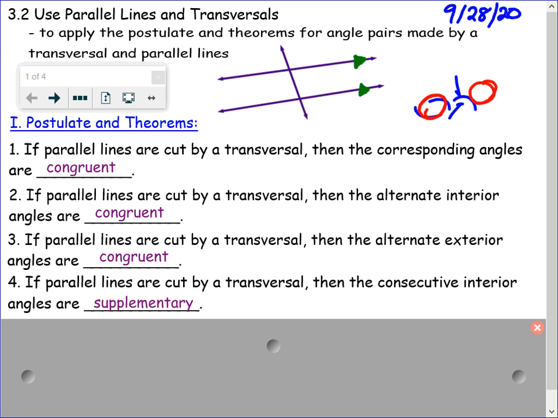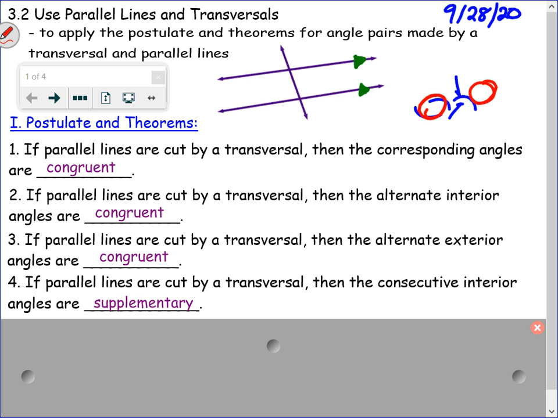So we're going to review this one more time. The first one is a postulate. If you have parallel lines and you're talking about corresponding angles, they will be congruent. Numbers 2, 3, and 4 are all theorems because I had to prove them.